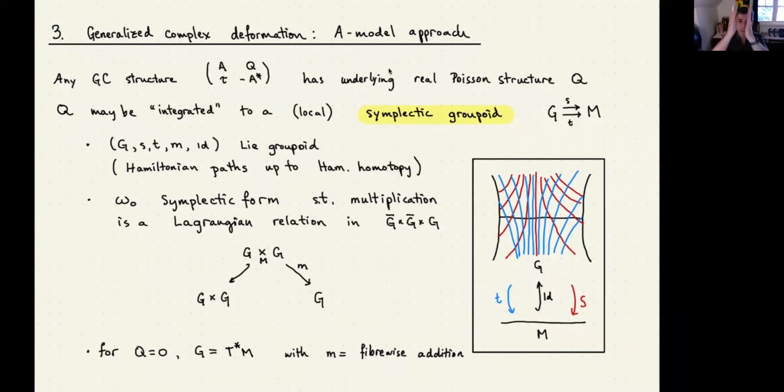But you should think that both maps are the same projection map down to the base. So the source and target fibers, which I tried to draw here in red and blue, they would agree in the case of the cotangent bundle. And if you turn on a non-trivial Poisson structure, they separate and become two different foliations of this symplectic manifold.